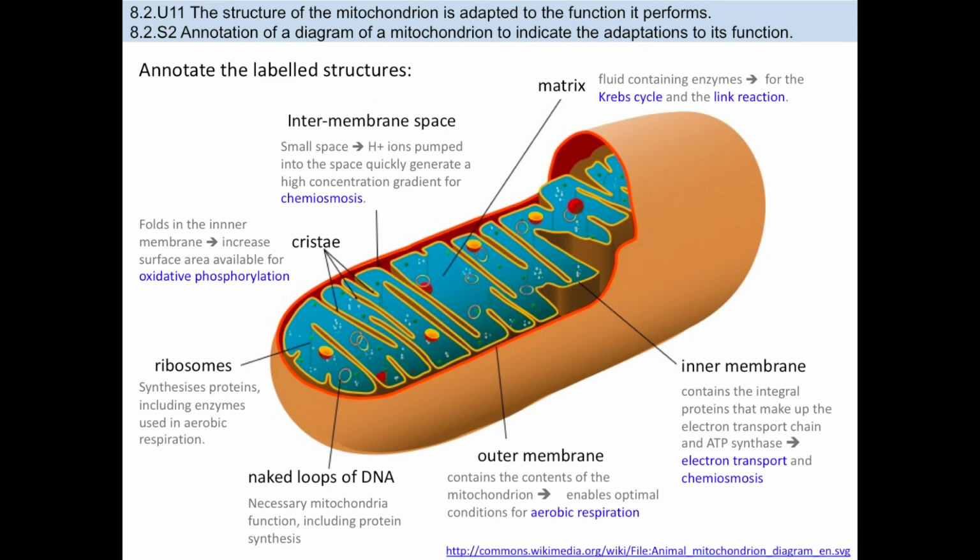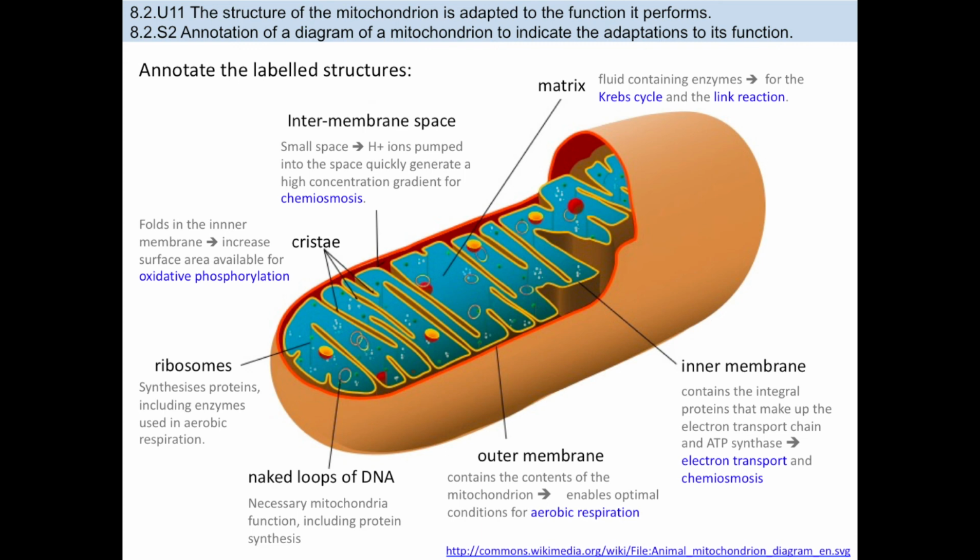Why do you think it needs to be folded? For more surface area. Surface area for what? What's found here? The protein pumps, the electron transport chain, correct? The more folds, the more surface area for your proteins involved in the electron transport chain. Very good. Next, matrix. What's important in the matrix? What do you think is present in the matrix? Enzymes used in what happens in the matrix? Krebs cycle and the link. So this will contain enzymes for the link and the Krebs cycle.